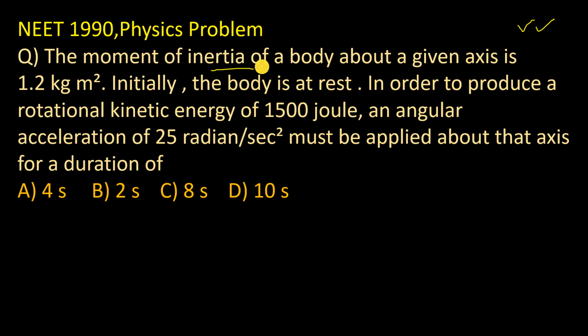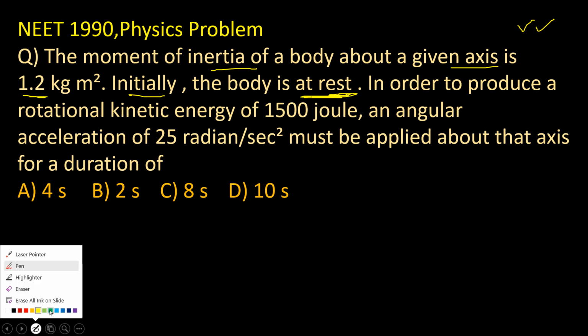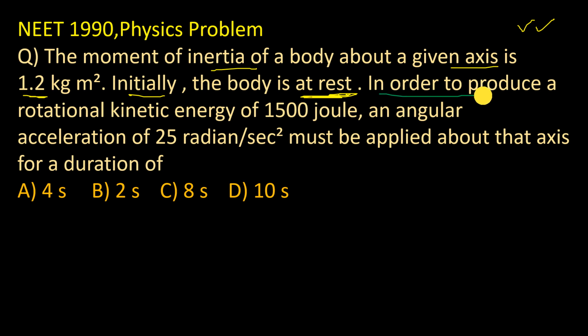The moment of inertia of a body about a given axis is 1.2 kg meter square. Initially, the body is at rest. In order to produce a rotational kinetic energy of 1500 joule, an angular acceleration of 25 radian per second square must be applied about that axis for a duration.